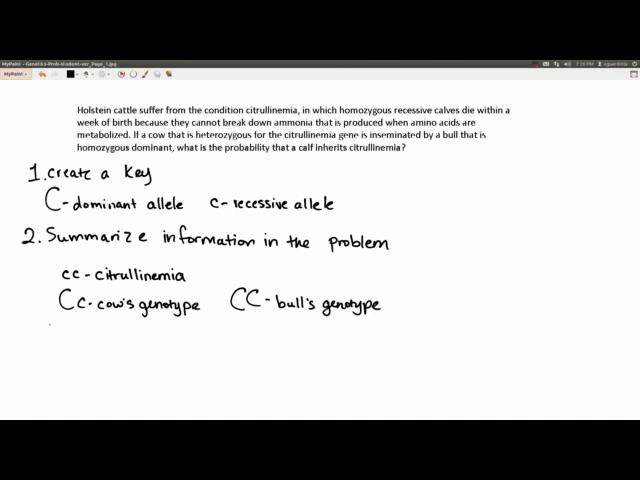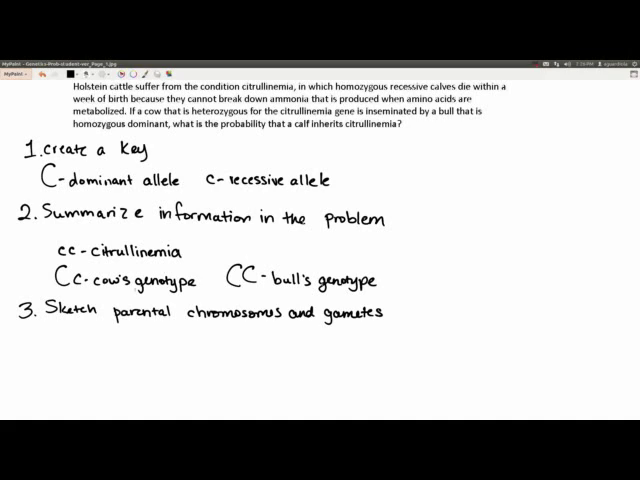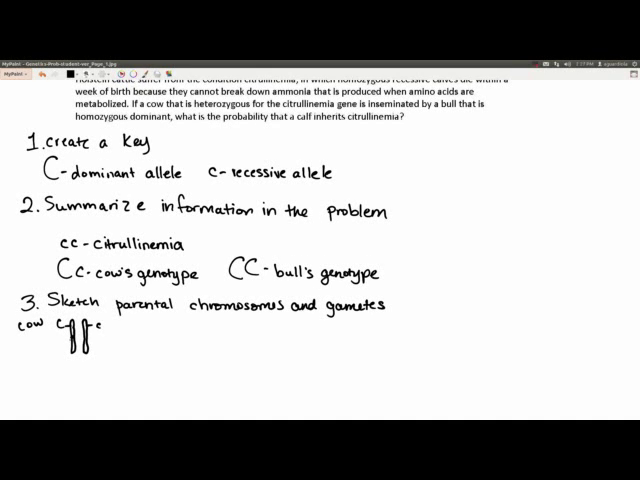All right, so now we're ready to move on to our next step, which is to sketch the parental chromosomes and gametes. We have a homologous pair of chromosomes for the cow, and the cow is heterozygous, so unreplicated chromosomes might look something like this. This is for the cow. You end up with gametes that either have the dominant allele or the recessive allele. So the gametes would look something like this: you either have eggs that have the dominant allele or egg cells that have the recessive allele.